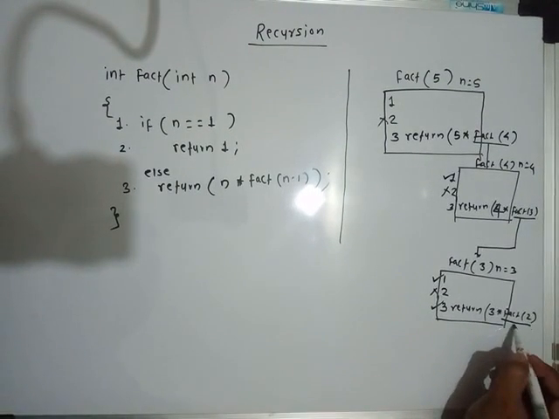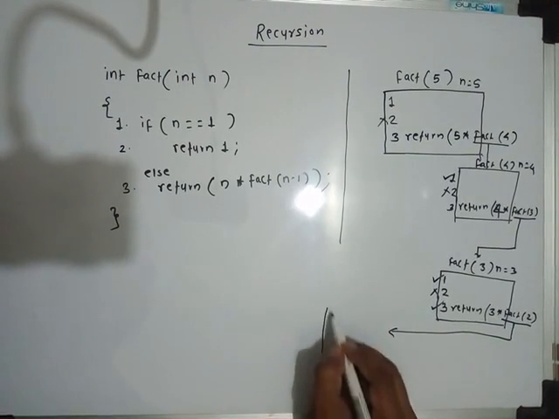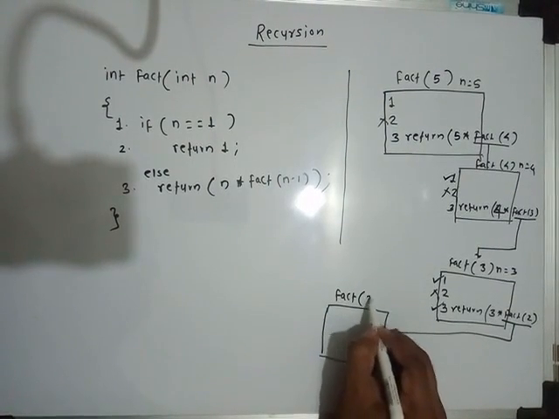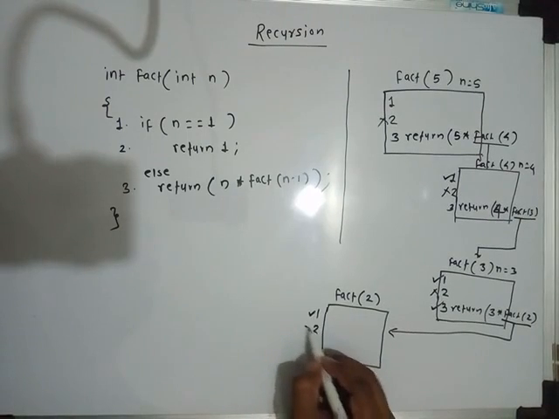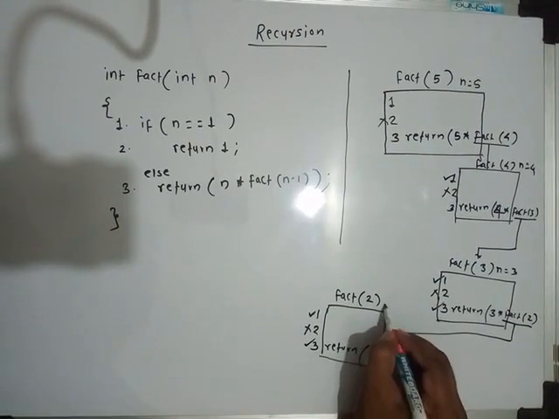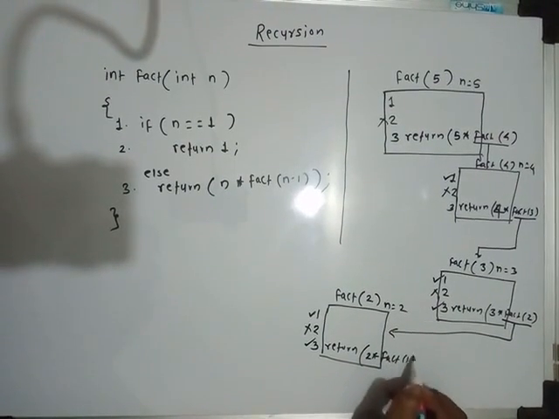So I have a call again. I go to execute the fact function. Again I execute fact of 2. I execute statement number 1, but the condition is false, so I don't execute statement number 2. I go to statement number 3 and say return n, n equal to 2 here, so 2 into fact of 1. So I have this call to fact of 1.